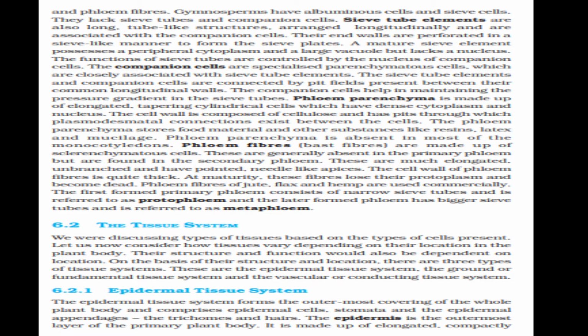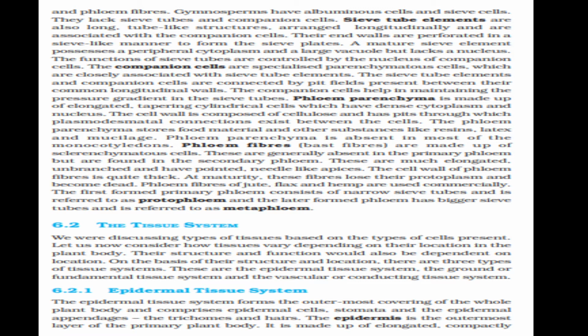The companion cells are specialized parenchymatous cells, which are closely associated with sieve tube elements. The sieve tube elements and companion cells are connected by pit fields present between their common longitudinal walls. The companion cells help in maintaining the pressure gradient in the sieve tubes.